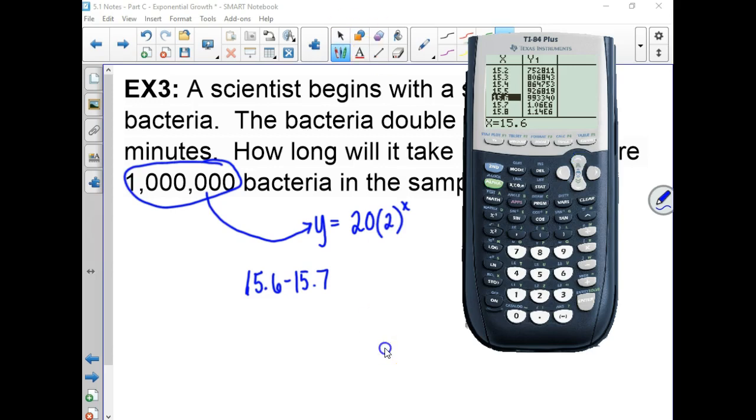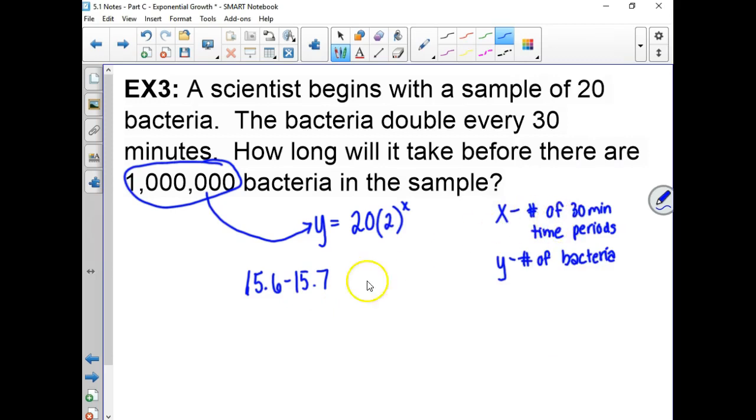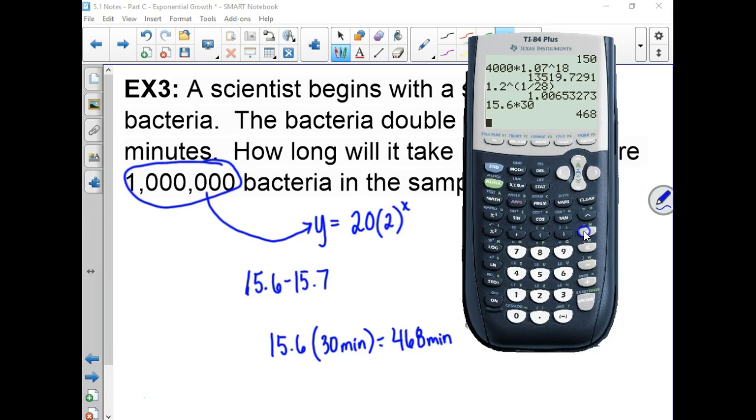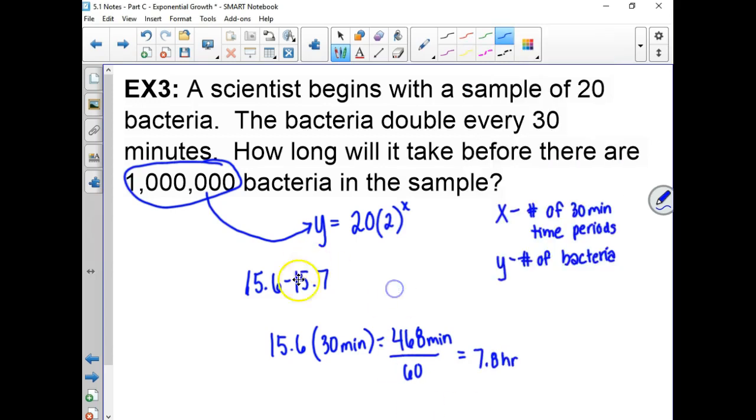Now keep in mind, this is number of 30-minute time periods. So this is not 15.6 to 15.7 hours. If we want to change this to hours, these are our number of 30-minute time periods. So if we take 15.6 and multiply it by 30 minutes, go back to the main screen here, 15.6 times 30 would be 468 minutes. More than likely you want to know how many hours this is. So if you divide by 60, we would get 7.8 hours. Now, this is still not an exact answer.